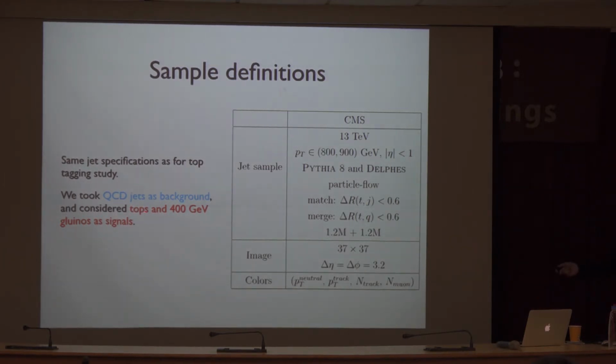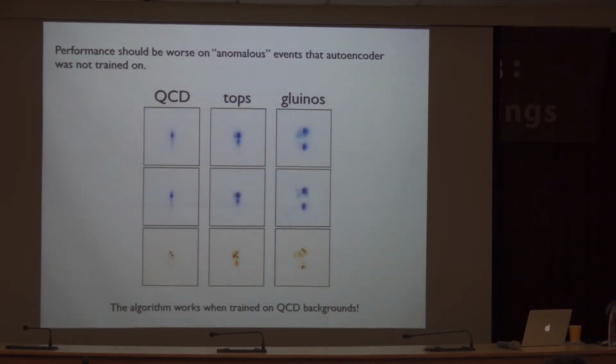We took boosted tops and also 400 GeV gluinos decaying through RPV, just 2 benchmark examples. And we took those as signals. We made images out of them exactly as in the previous work, and then we trained our autoencoder on it. This is the result we got.